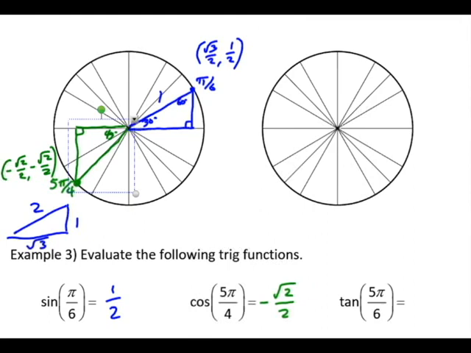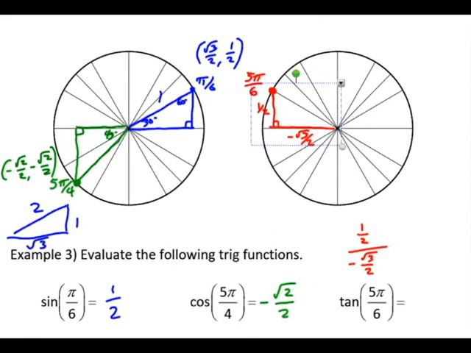Tangent of 5 pi over 6. Well, where's 5 pi over 6? 5 pi over 6 is going to be over here. The tangent is y over x. So our y-coordinate is going to be positive 1/2. Our x-coordinate is going to be negative root 3 over 2. So 1/2 over negative root 3 over 2. Once again, we can cancel the 1/2, and we'll get negative 1 over root 3, which we will rationalize.